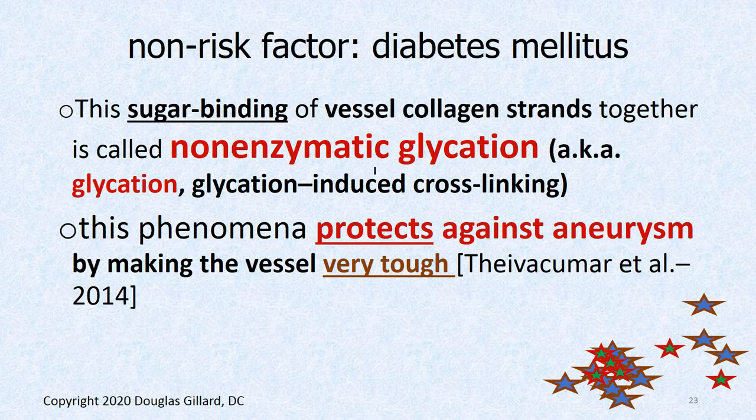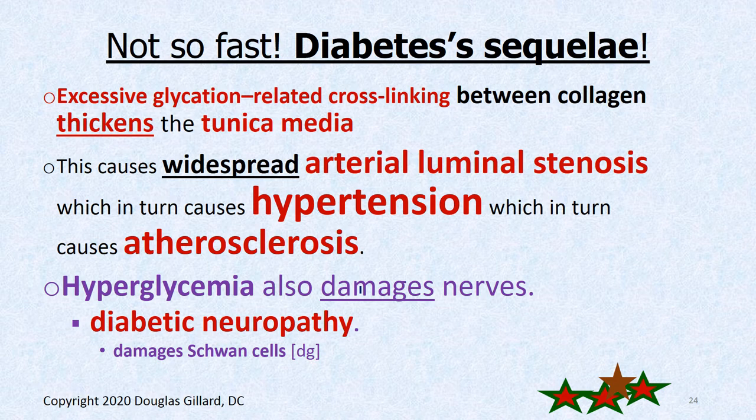All right, AKAs for non-enzymatic glycation: glycation, glycation-induced cross-linking, because cross-linking is involved. But this makes the tunica media like Superman. So you're not going to have a leak or a bulge there. So diabetes is protective against the aneurysms.